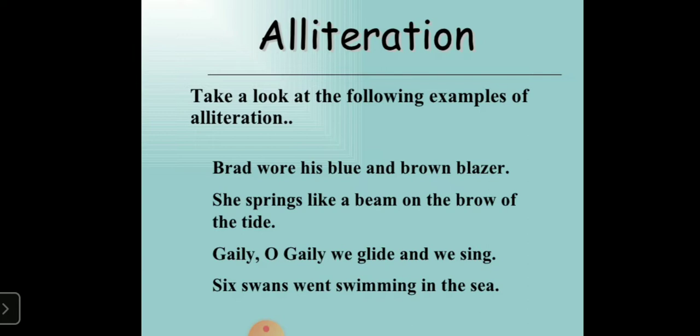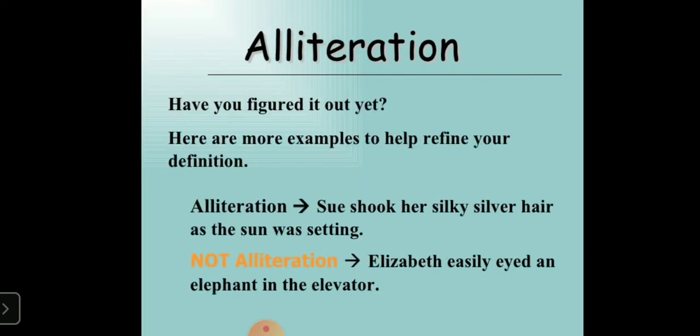So repetition of consonant sound is alliteration. Now see here, to make it clear, this is the example. Sue shook her silky silver hair as the sun was setting. S sound. Again, it is a consonant sound. In Hindi you must have heard about swar and vyanjan. So when vyanjano ki repetition happens, then it is called alliteration.